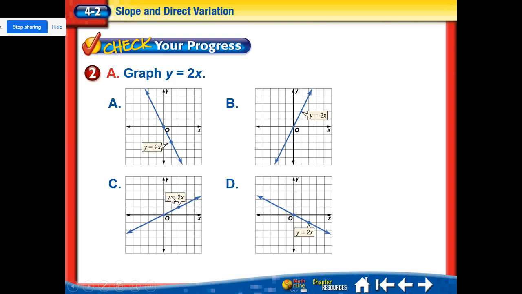Well, this one doesn't do that. What about this one? Up 2 and over 1. Yeah, that does. So my answer has to be B. All right, so that's what a direct variation is. Now let's talk about a direct variation problem.